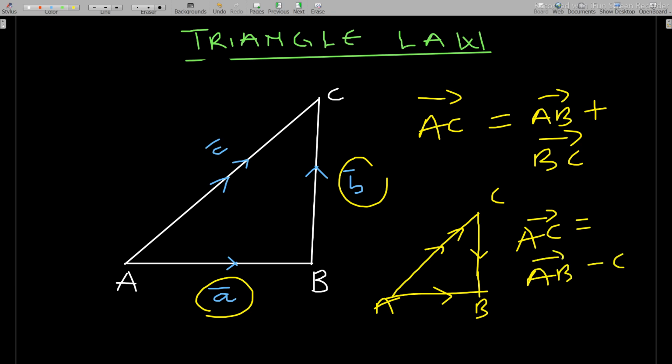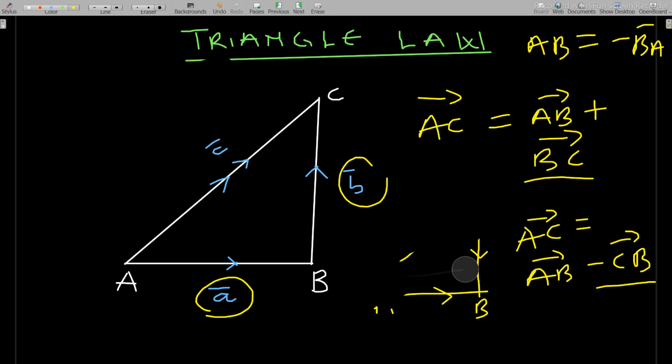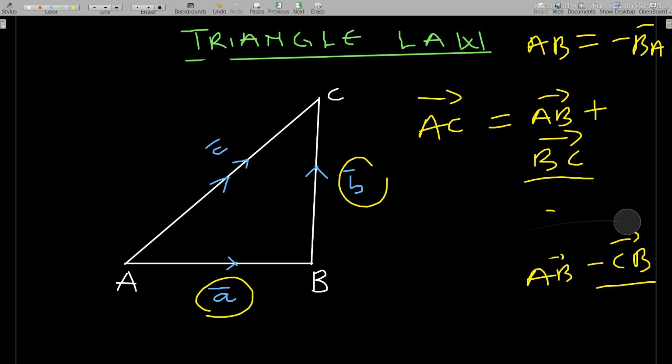CB. Because if you remember in our first lesson we talked about opposite vectors. We said that the vector AB is the same as the negative of BA. So vector BC here is the same as minus CB. So if the directions were different, like this one I've done here, then that will be the way we'll have to do it. I hope you understand it.